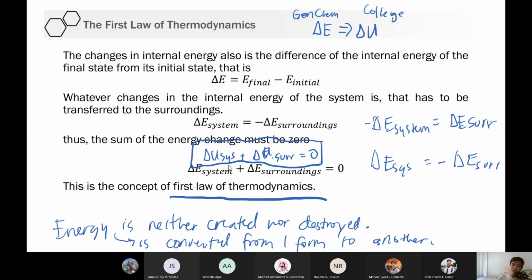Okay? Kunwari, ito, nagbigay ito ng 100 joules. So, negative 100 joules ito. Ito, tumanggap ng 100 joules, positive 100 joules. Pag-add mo yon, 0. Okay? So, ibig sabihin, conserved ang energy. It is fully transferred to another body. Okay? So, yun yung sinasabi natin na first law of thermodynamics, also known as the law of the conservation of energy. That energy cannot be created nor destroyed.